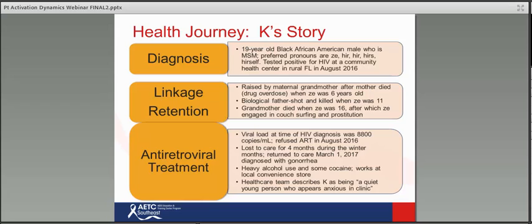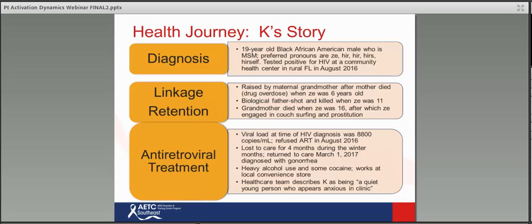Kay refused antiretroviral therapy in August of 2016. Z was lost to care for 4 months during the winter months and returned to care March 1st, 2017, diagnosed with gonorrhea. There's a history of heavy alcohol use and some cocaine. Z works at a local convenience store right now. Healthcare team describes Kay as being a quiet, young person who appears anxious in the clinic.